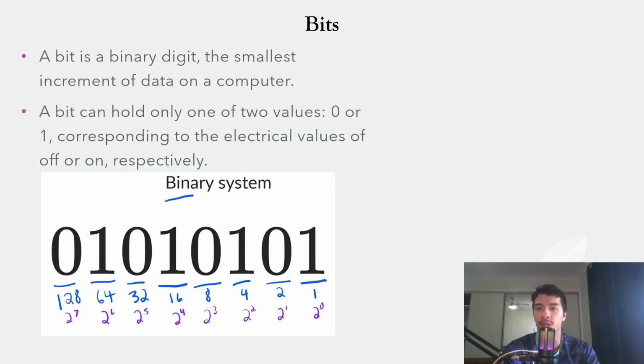Now, bits. A bit is a binary digit, the smallest increment of data on a computer. A bit can hold only 1 of 2 values, 0 or 1, corresponding to the electrical values of on or off, respectively. This is the binary system.